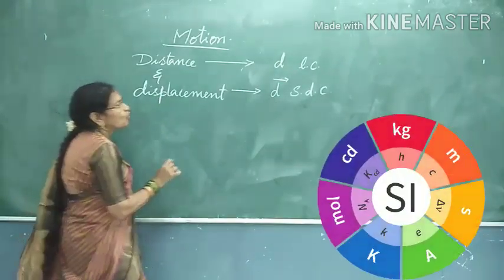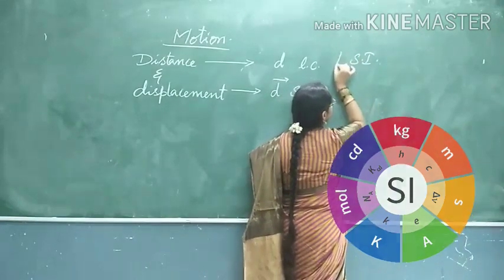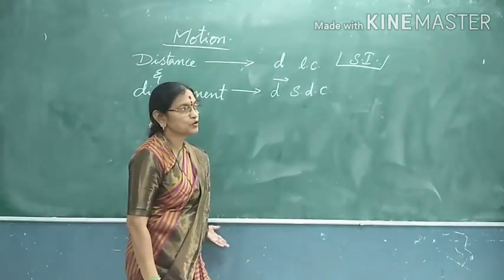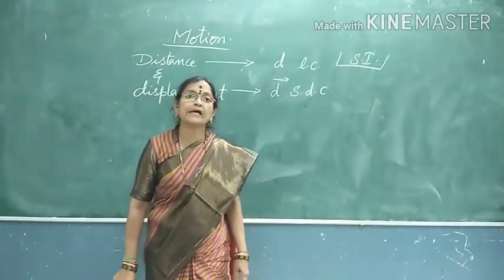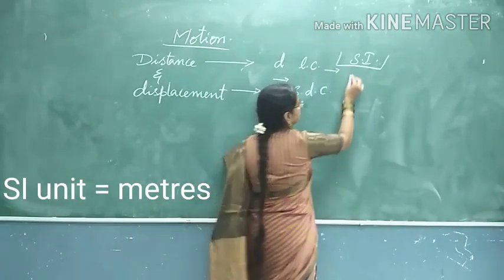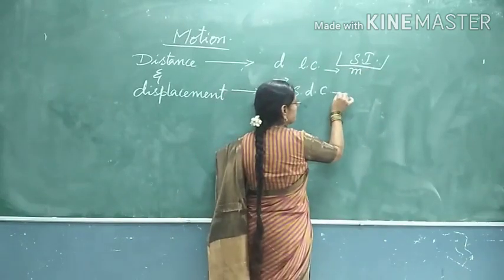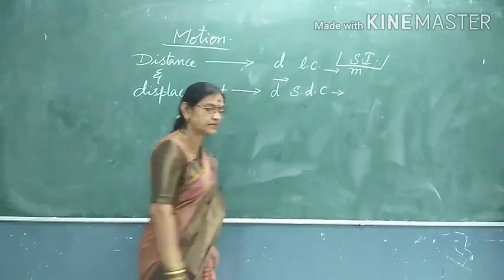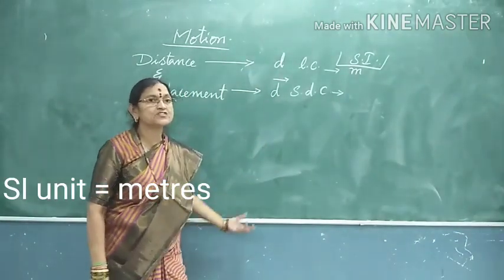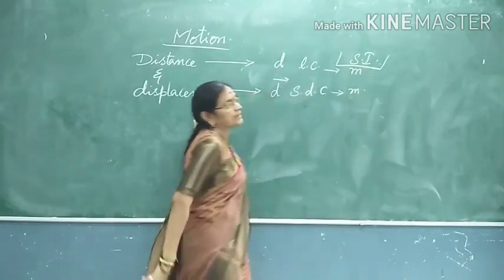Before going to that, what are the SI units of this length covered? Already you have learned in mathematics the three systems of units. The MKS system is almost equal to the SI system. So in the SI system, the unit of length covered by a body is meters. Distance covered is in meters, and displacement is also length covered, but the shortest length covered, so its SI unit is also meter only.